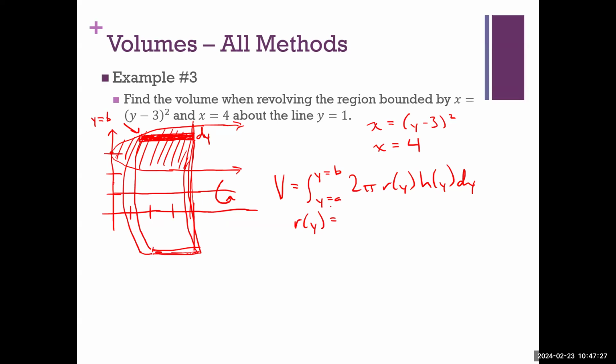So I moved up the axis of rotation. Typically what you would expect is that we rotate this around the x-axis, but I moved it up 1 unit. So the radius is not y, it's 1 closer, y minus 1.